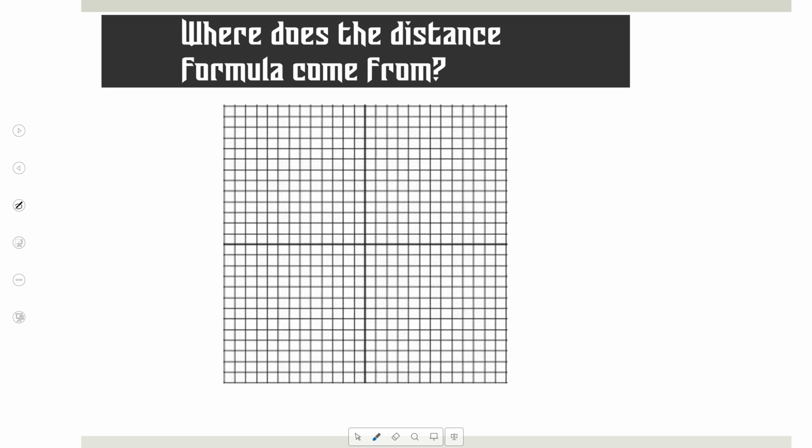Okay, so here's the setup. I've got a coordinate plane. I take two random points and put them on the coordinate plane. One point is x1, y1. The other point is x2, y2. I'm looking for the distance between those two points. Now you might be saying that one point looks like it's at 2, 3, and the other at 2, 2.5, but no, they're just random points that could be anywhere on the plane.